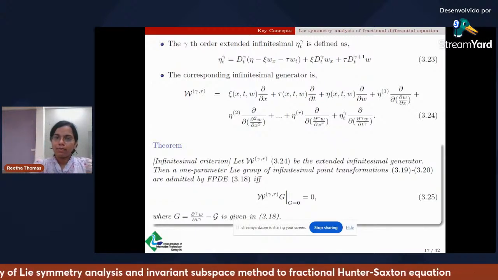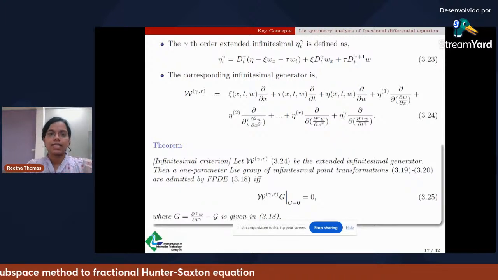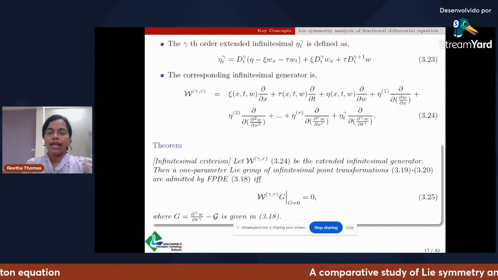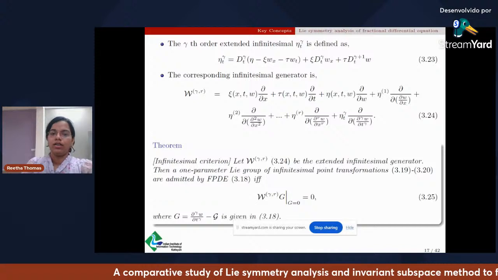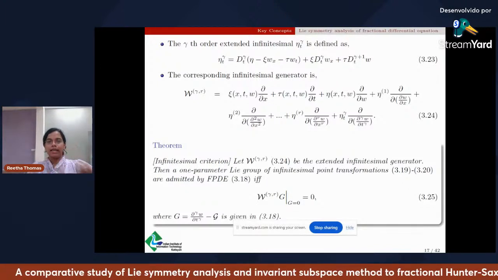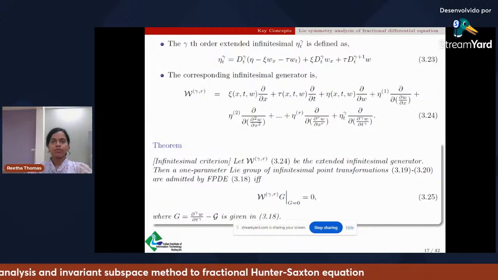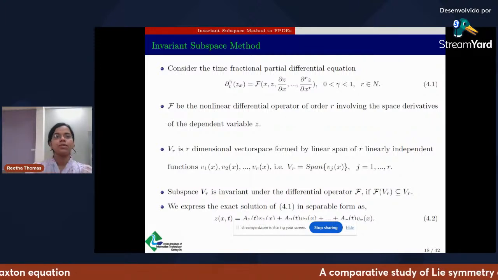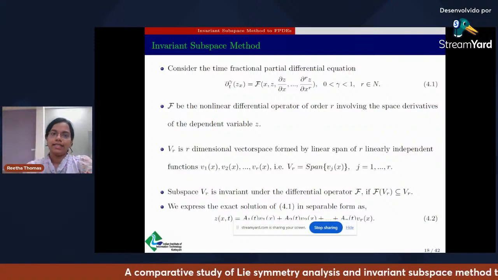And in the invariant subspace method, we use the invariant condition, find the invariant subspace, substitute it in the separable form into the original PDE, and obtain the exact solution. These are the basic concepts of Lie symmetry and the invariant subspace method, and we can use this technique on our problem. First, we use the invariant subspace method on the fractional Hunter-Saxton equation.